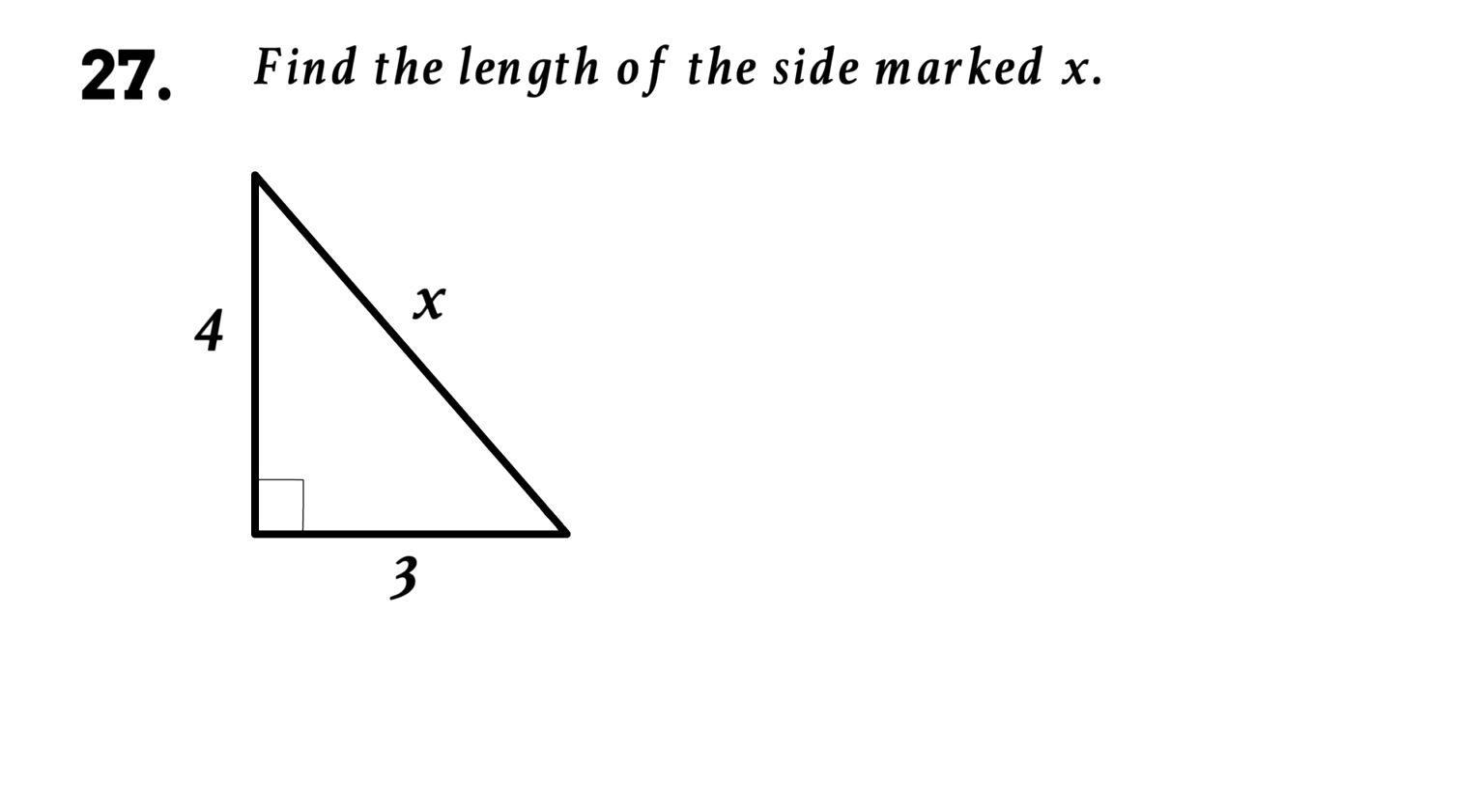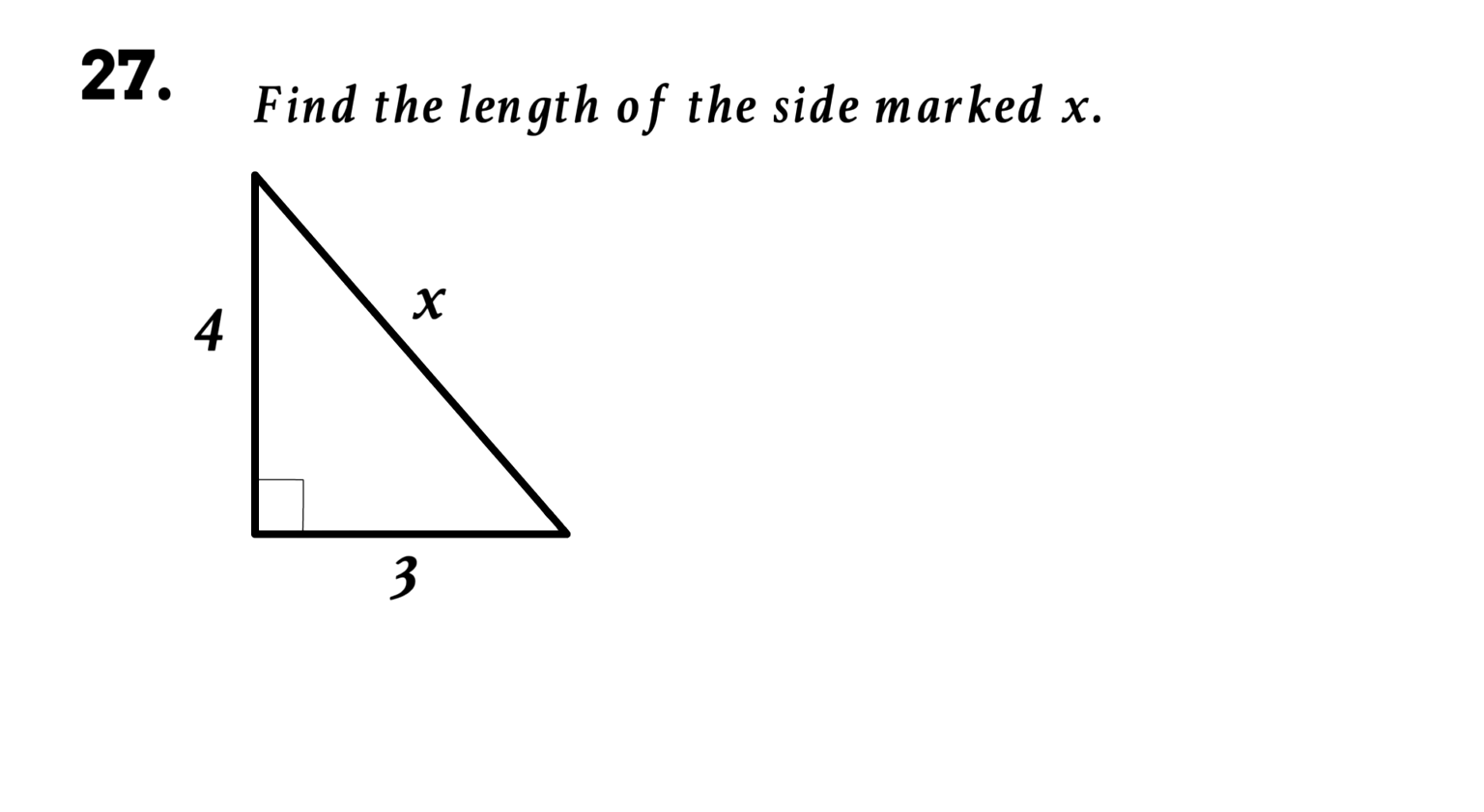Find the length of the side marked x. When you see this mark here, it means it's perpendicular, or simply put, the angle is 90 degrees. Sometimes you will be told it's a right triangle and no angles will be given. You should know that right triangles have one angle being 90 degrees. Since this angle is 90 degrees, we can use the Pythagorean theorem to solve.